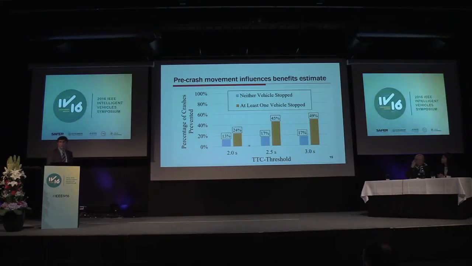So for the situation where at least one of the vehicles had stopped, we find that the effectiveness of these systems was between 24 to 49%. And then for the situation where neither vehicle stopped, we found that 13 to 17% of these crashes could have potentially been avoided. And so that's 2 to 3 times more effective when at least one of the vehicles stopped, which is to be expected because the driver has more time to respond and avoid the potential crash.